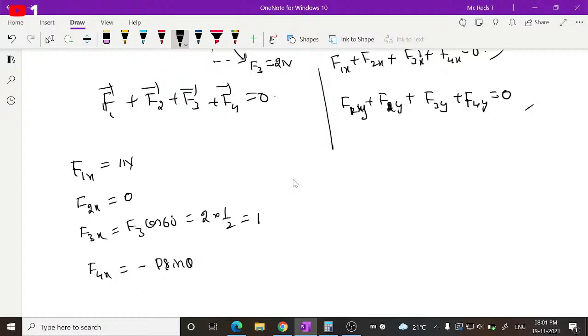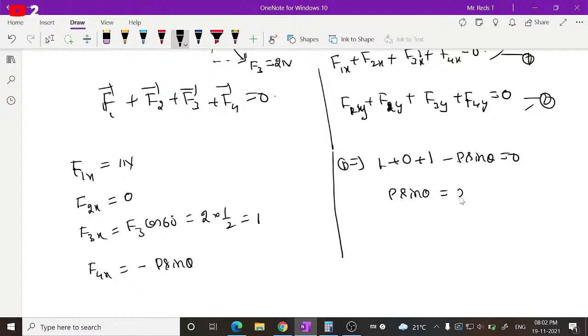Now, by taking this into consideration, let us call this 1 and this 2. From the first equation, f1x is 1, f2x is 0, f3x is plus 1, a positive value, right? And f4x is minus p sin theta, and the sum is equal to 0. So 1 plus 1 is 2. If you send this to that side, it becomes plus p sin theta. So p sin theta is equal to plus 2. It is another equation, let us say 3.